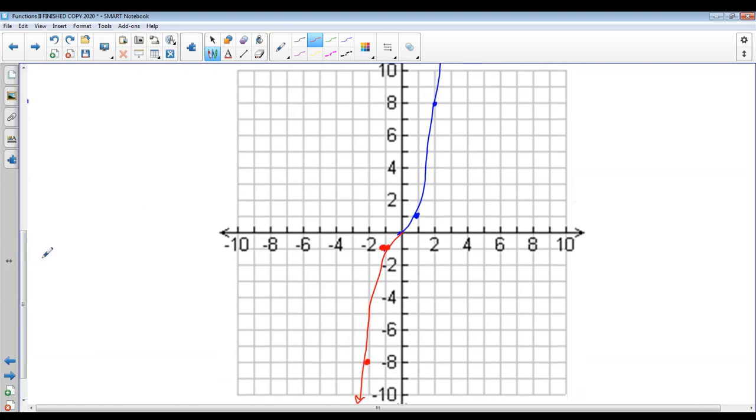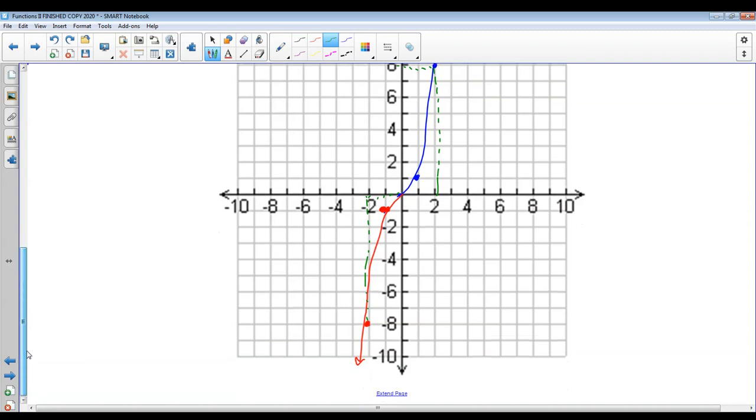To look at it graphically this way, if I look at 2, 8 as one of my outputs, it matches up with -2, -8. So there's your reflection through the origin. That's the way we're going to investigate odd functions. If f of -x equals negative f of x, then this function is an odd function.